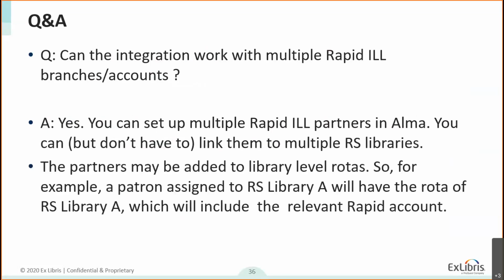Just one or more questions here. Multiple Rapid branches and accounts. So you may have, this is not very common, but does exist, multiple accounts, multiple Rapid branches. You can integrate them with Alma. It's just a matter of having multiple Rapid partners in Alma. So each one is configured for the specific account, the specific branch, and they can work in parallel, map to one library, map to multiple libraries. We talked a bit about that earlier in this session. So that should work as well.